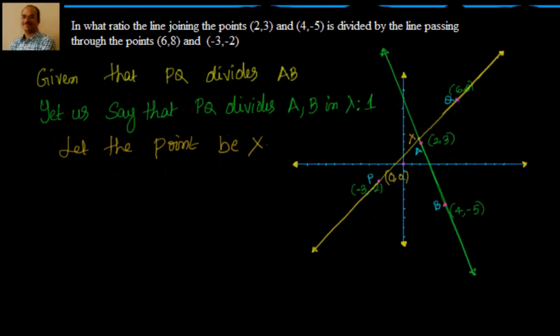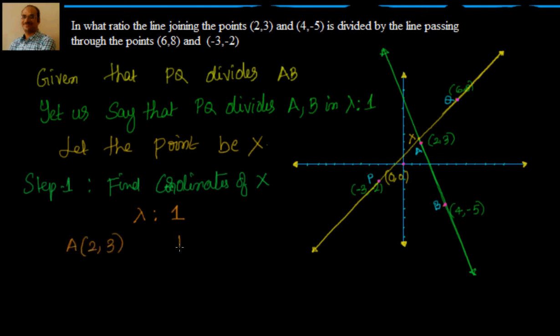So let's go ahead. Let's do step 1. Step 1 is to find the coordinates of X. How to find the coordinates of X? For that, let us take the ratio lambda is to 1 in which the points (2, 3) and (4, -5) are divided by PQ at point X. And what are those points which are divided? A (2, 3) and B (4, -5).